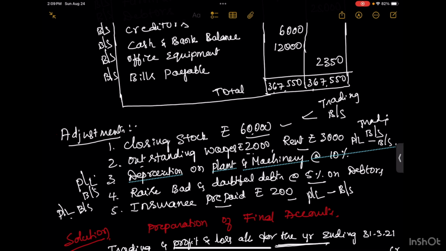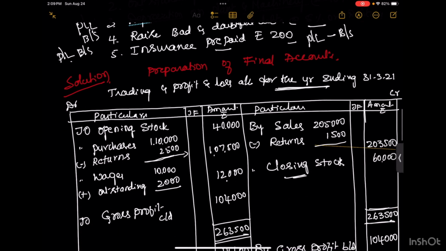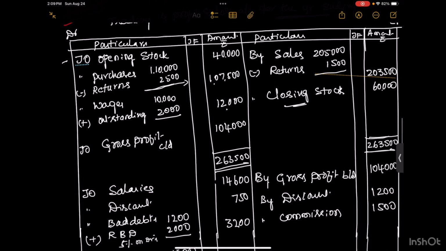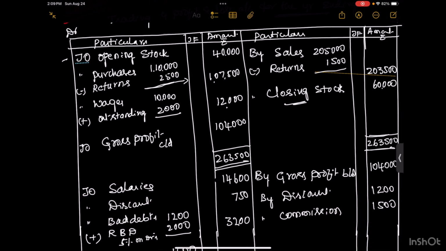And the closing stock comes from your adjustment, it will always be given in the adjustment. So the closing stock 60,000, as I said, is to be recorded in the trading account and balance sheet. Okay, we are taking it on the credit side of the trading account. Opening stock is always on the debit side and closing stock always on the credit side. Okay, now we are going to balance the trading account.